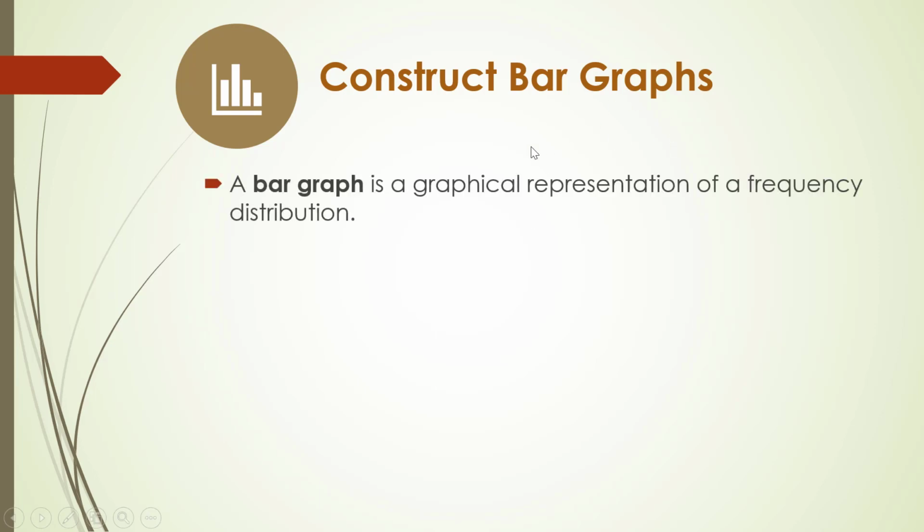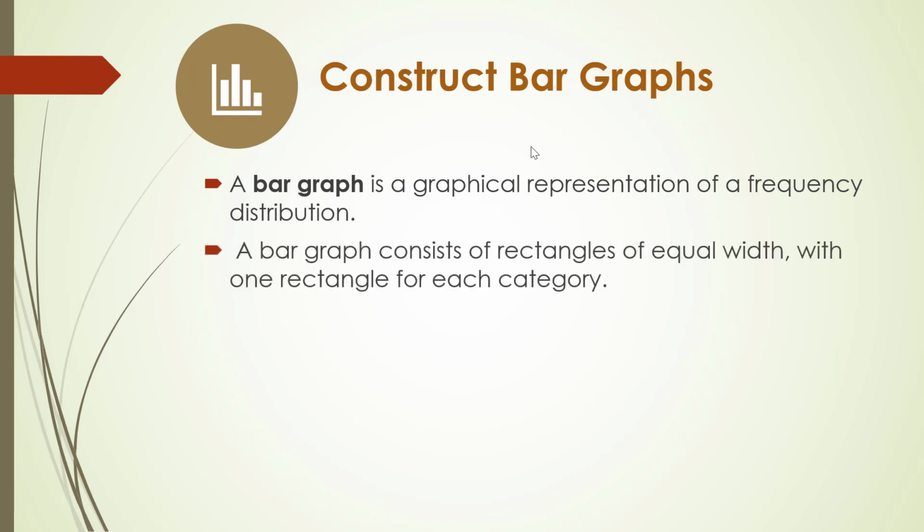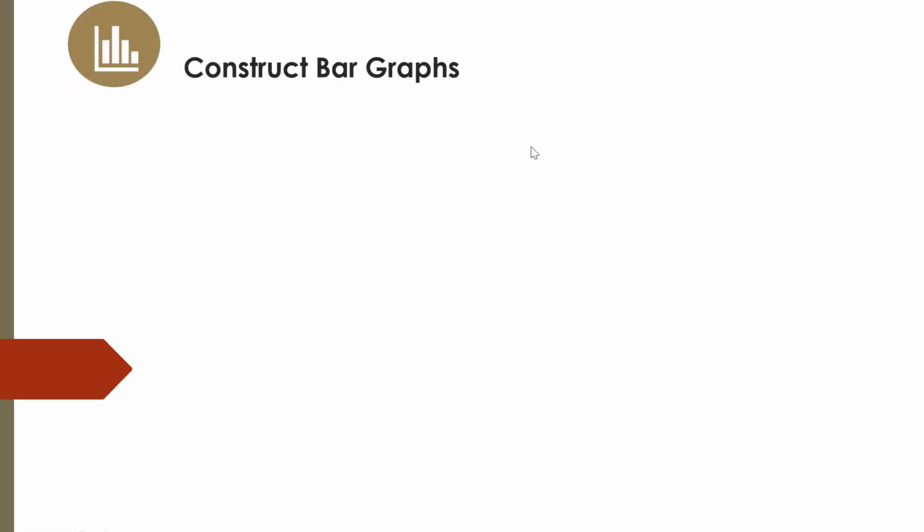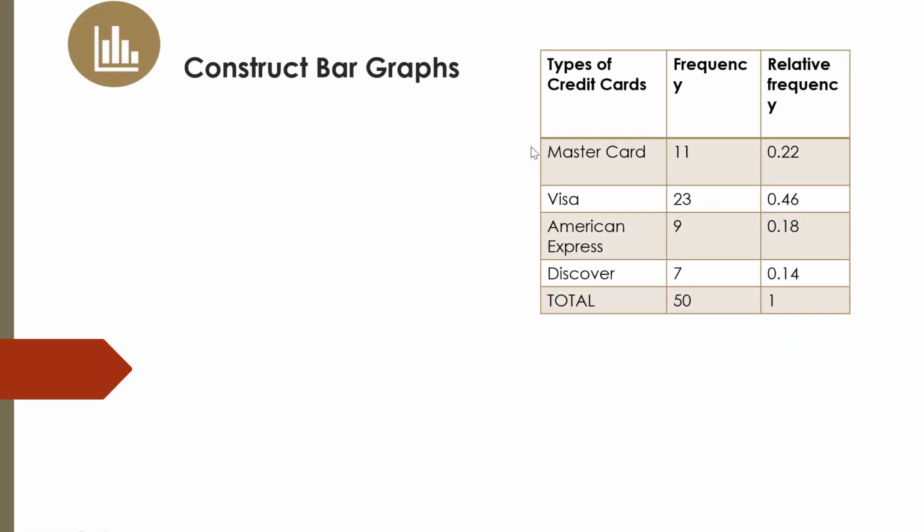So a bar graph is basically a graphical representation of a frequency distribution. A bar graph consists of rectangles of equal width with one rectangle for each category. And the heights of the rectangles represent the frequencies or relative frequencies of the categories. So let's look at this example. We're going back to the example of credit cards. This is the relative frequency distribution of the type of credit card.